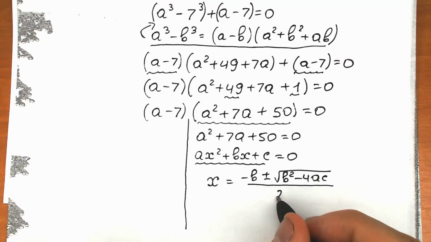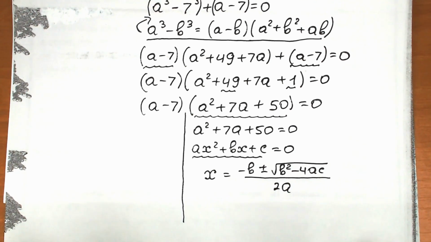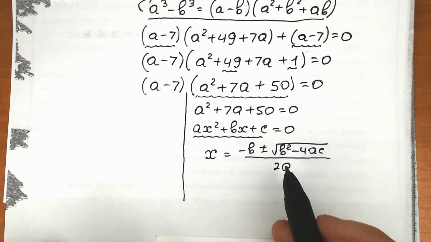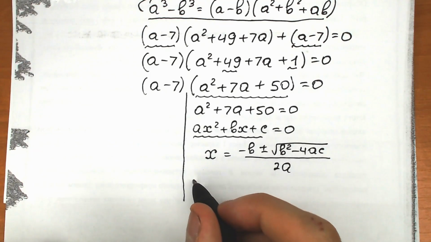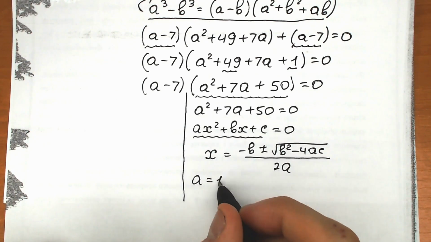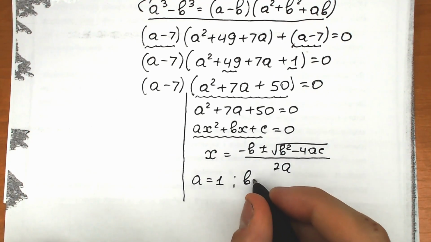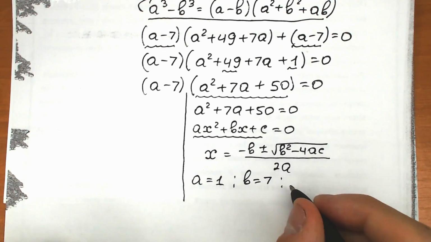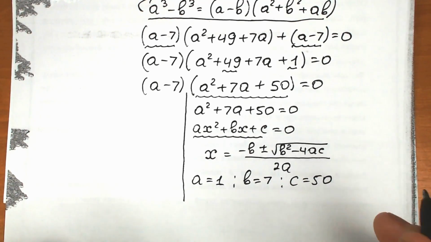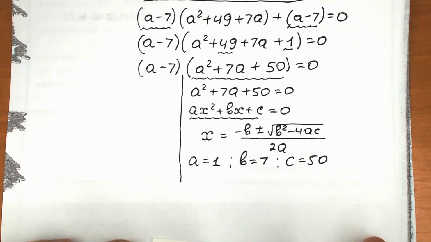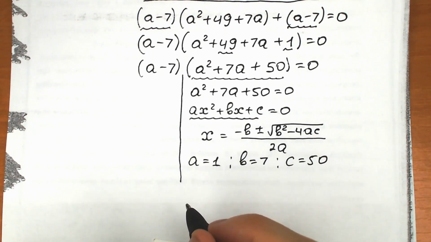This is our general case right here. So let's plug in all of these a, b, and c into this spot right here. In our case, a equal to 1, b equal to 7, and c equal to 50. So let's plug in each of these coefficients into our expression right here.